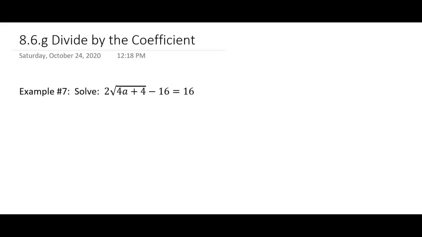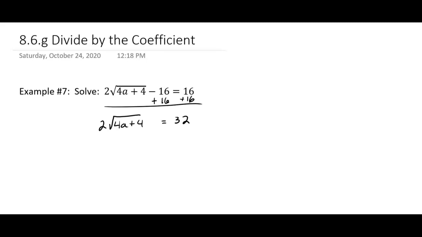This problem has something a little different in it, but we're going to follow the same rules. So we want to isolate the radical. So I'm going to add 16 to both sides. So that gives me this: 2 times the square root of 4a plus 4 equals 32.